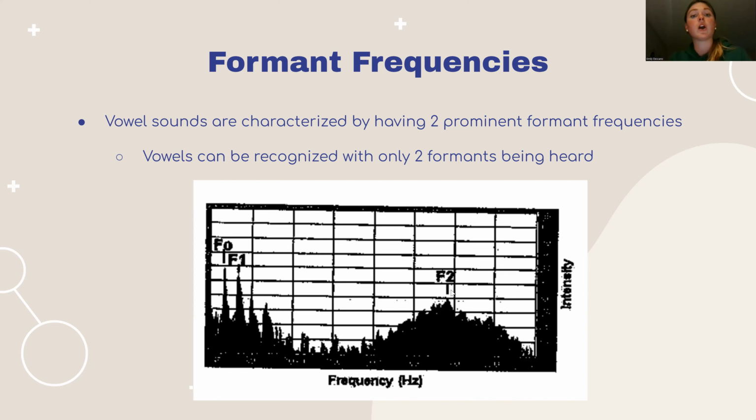All vowel sounds are characterized by having two prominent formant frequencies, and we can actually recognize any vowel even if all we had was the first two formant frequencies. You could figure out what vowel was being said.